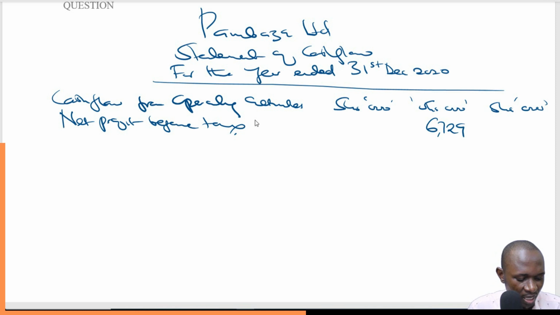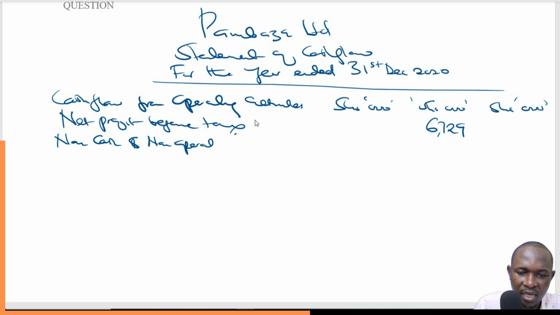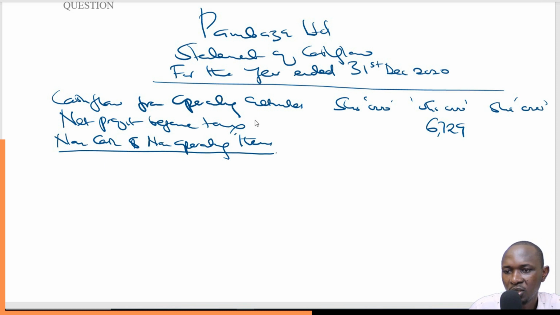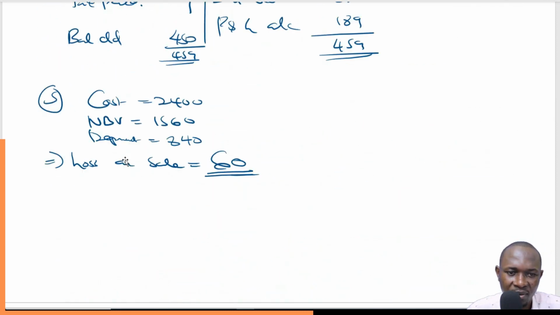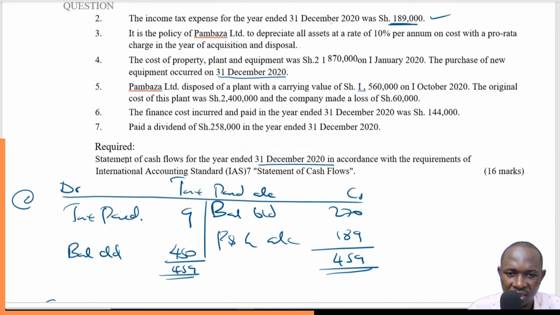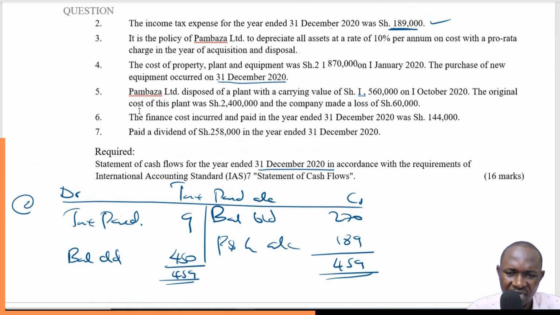Then once we have that, we can now say the non-cash and non-operating items. So of course depreciation will be here, if we have interest paid, loss and profit, those are the things that we'll normally talk about here. So I can already single out some items here. Let's start with the ones that are very direct.